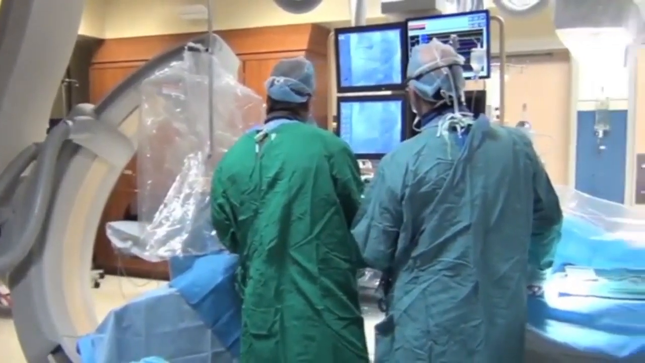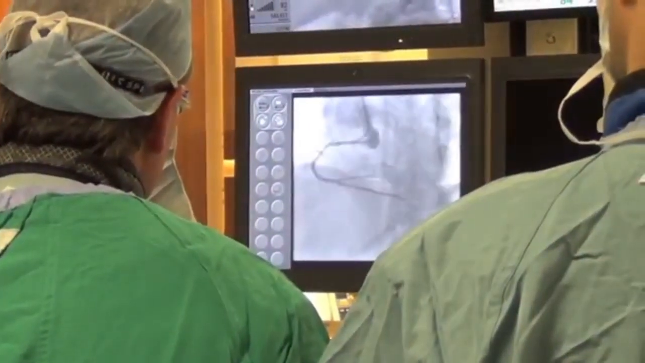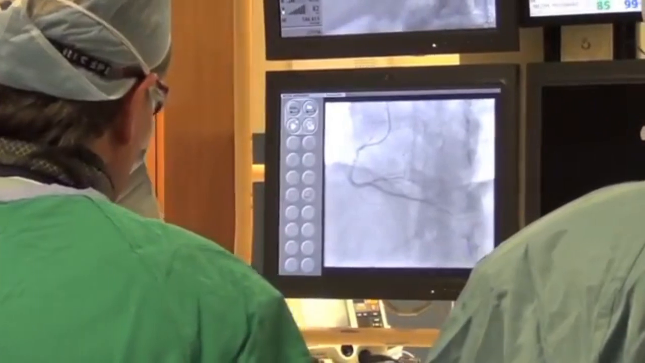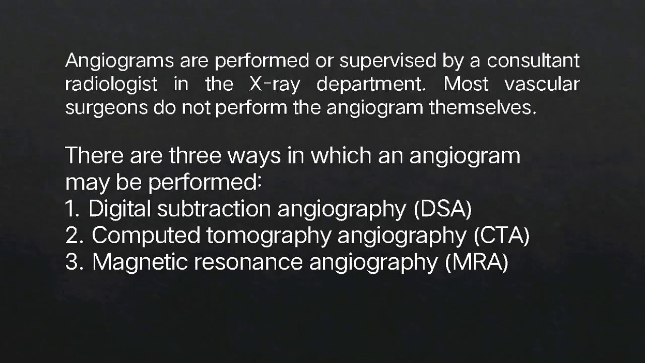It is also used to give the surgeon an accurate map of the heart prior to open heart surgery or of the brain prior to neurosurgery. Angiograms are performed or supervised by consultant radiologists in the X-ray department. Most vascular surgeons do not perform the angiogram themselves.